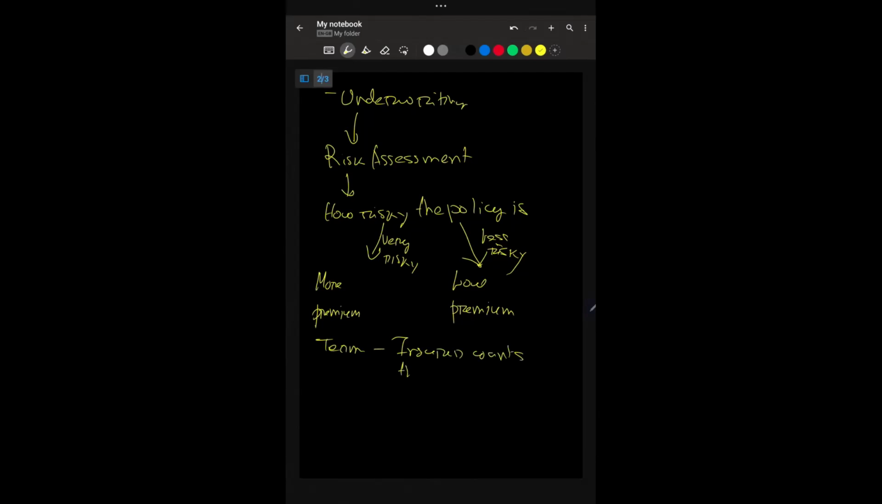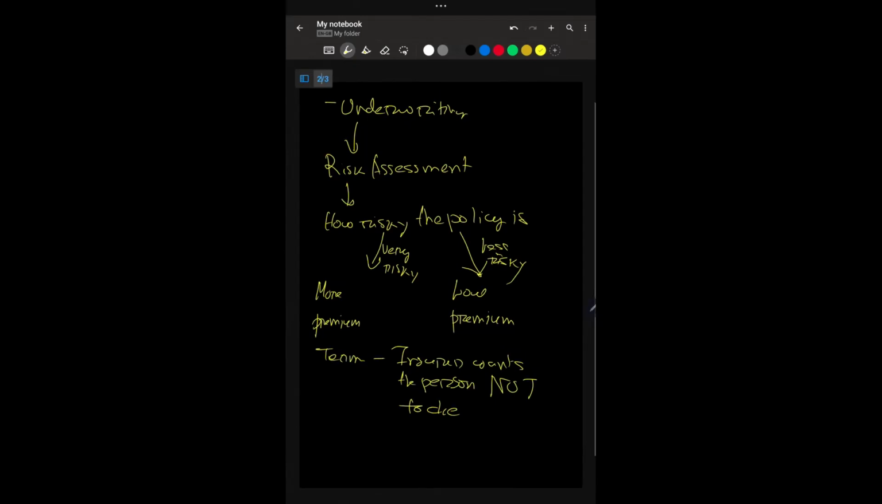So a term insurer wants the person not to die. "Not" is very important, not to die. You can see "NOT" is written here in capitals. Not to die within the policy term, because that will affect the number of payments. The insurer does not want the person to die. So if the insurer wants to be profitable, the insurer does not want the person to die within the term of the policy.